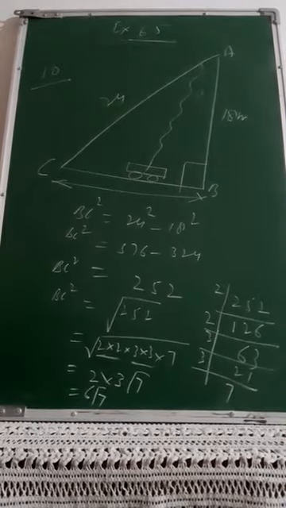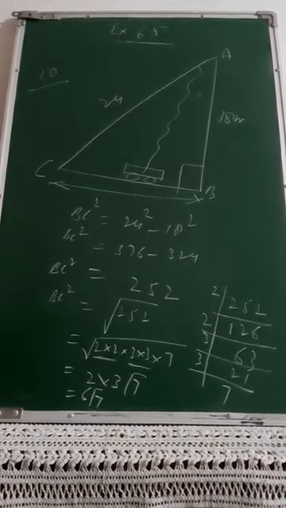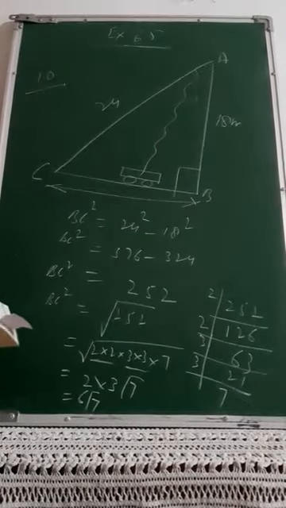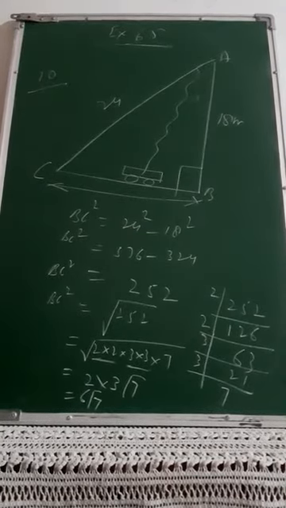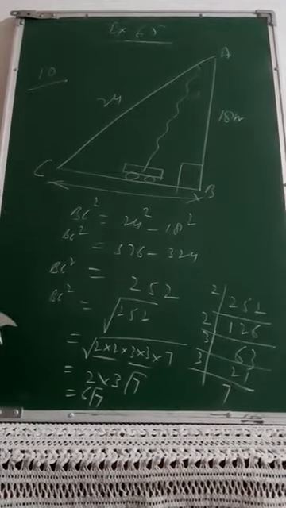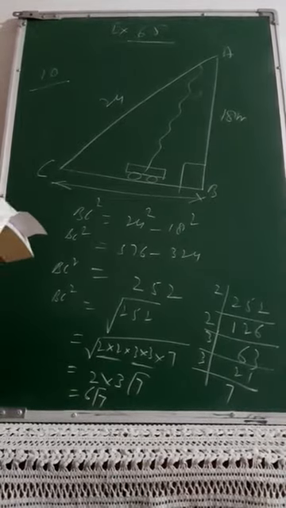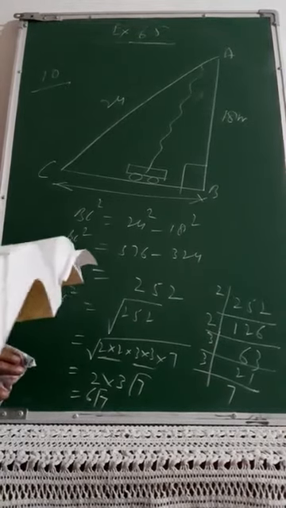So in that way you can determine the distance, how far the stake was moved from the foot of the pole to keep the wire tight over there. This was your question number 10. Let us see question number 11 now.